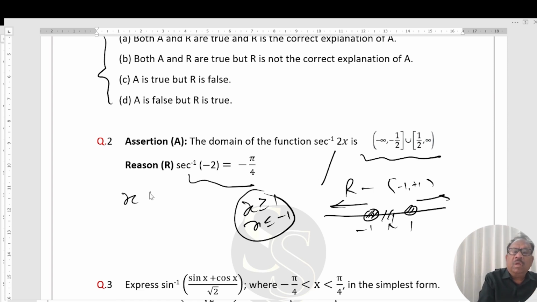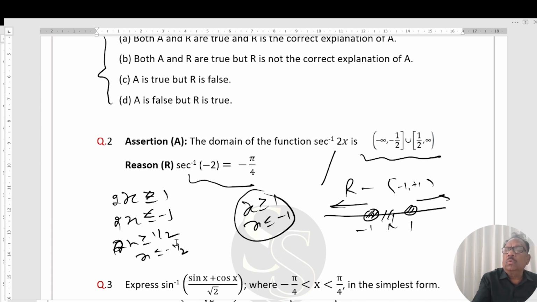As we know, x is greater than or equal to 1 or x is less than or equal to minus 1. So 2x will be greater than or equal to 1 or less than or equal to minus 1, in this case, this will be 2x. Then x will be greater than or equal to 1 by 2 or x less than or equal to minus 1 by 2. So this is the correct answer. This is for 2x; for x it becomes 1 by 2.